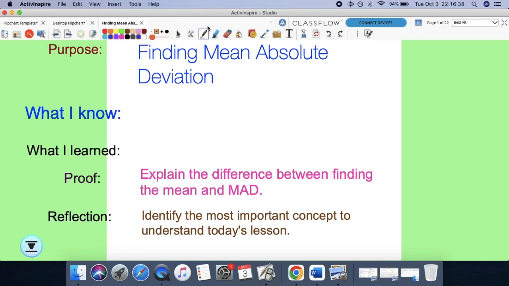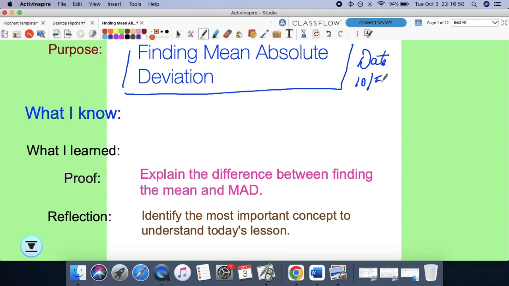Every time we start a class, I need you guys to copy this part and write the date. Right, the date today will be 10/5, which is October 5th. And this is your purpose. This is called your purpose. And that's what you're doing today: finding the mean absolute deviation.